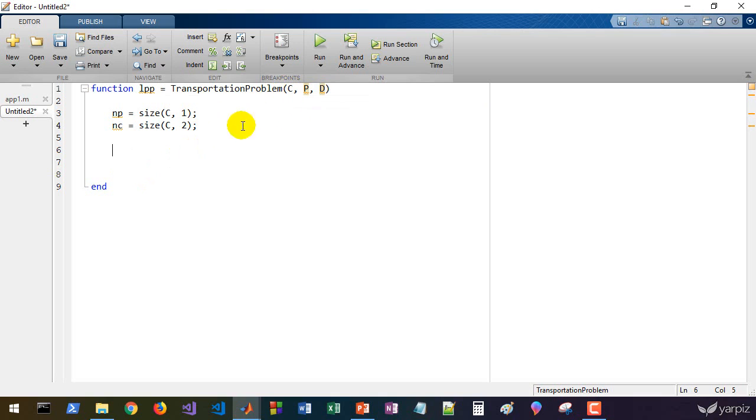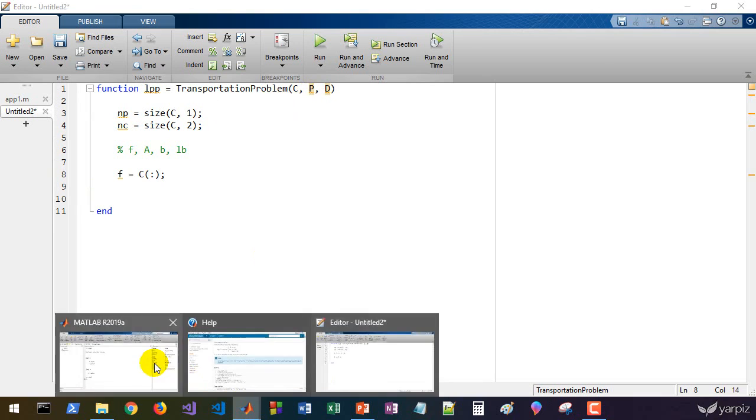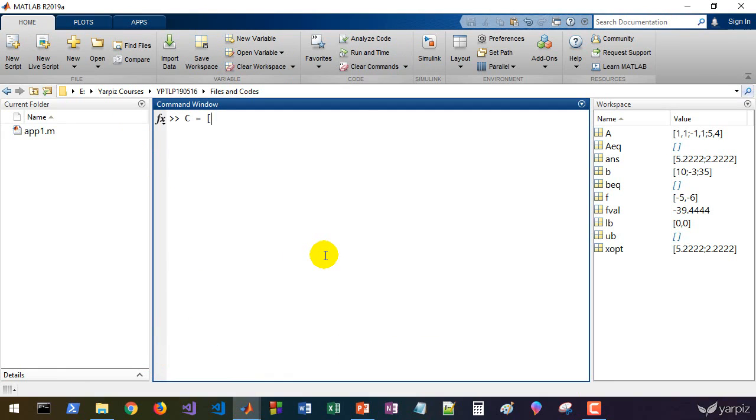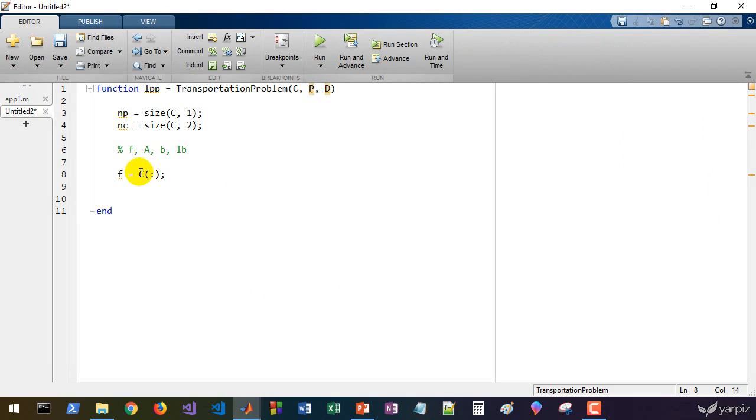Now we are going to define all of the matrices we need. We need F, A, B, Aeq, which is not needed here because we don't have any equality constraints, and we just need the LB, lower bound. And finally, F is equal to this C, which is flattened. You know that if you want to flatten a matrix, for example, this is our matrix, you can flatten this in this way. And this is the matrix C flattened.